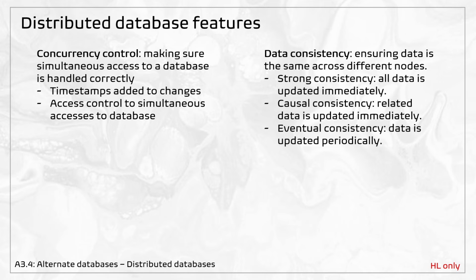Data consistency, we've already covered briefly. However, some databases update their data across their nodes faster than others. The frequency goes from strong down to causal to eventual. The frequency used depends on how urgent updates are and how much data is changed across different nodes.